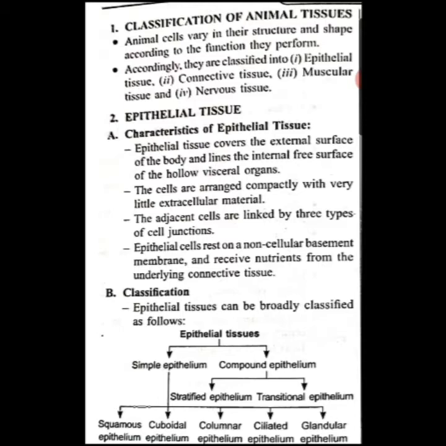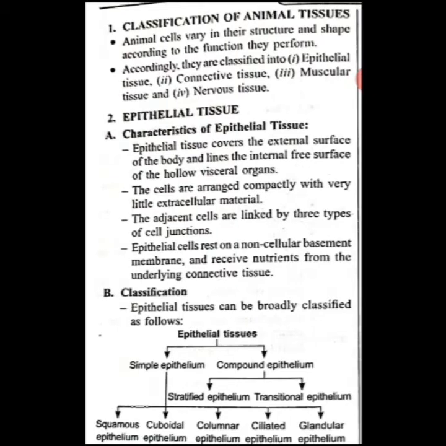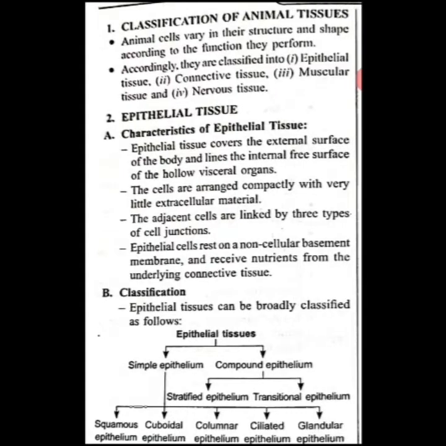Let us first start with epithelial tissue. Epithelial tissues are those tissues which form the external surface of the body and also line the inner surface of the hollow visceral organs. They are normally compactly arranged and the extracellular material is very little or absent. The adjacent cells are linked by three types of cell junctions: the gap junctions, the tight junctions. Epithelial cells rest on a non-cellular basement membrane and they receive all the nutrients from the underlying connective tissue like blood.